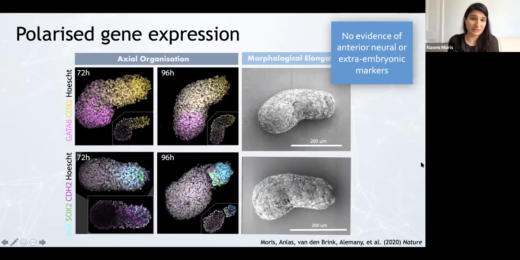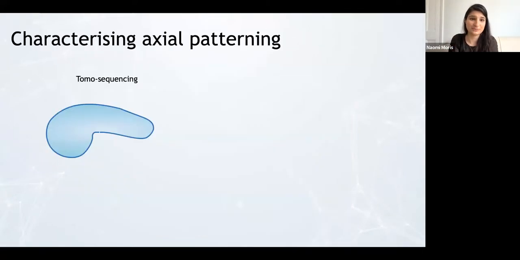So in fact, that's actually been incredibly useful for us because it's a simple system that we can use routinely in the lab. And so we characterized these a little bit further using a technique known as tomo-sequencing, which you might have come across, which is effectively where we took a gastruloid and embedded it so that we knew which end was the anterior end and which end was the posterior end.